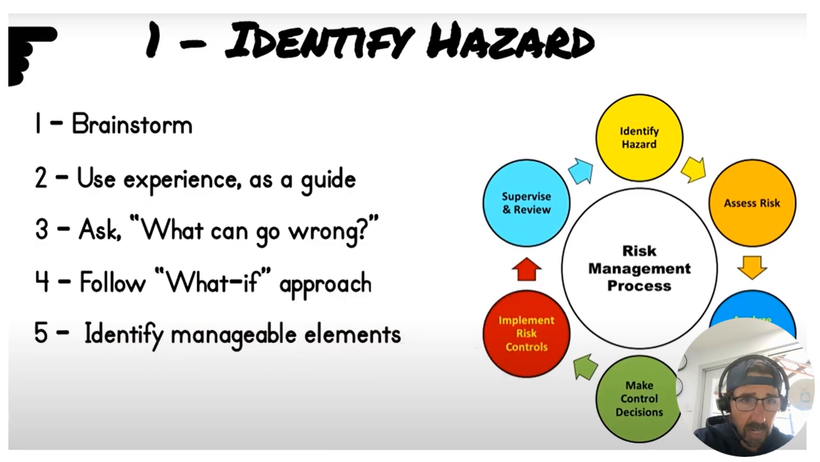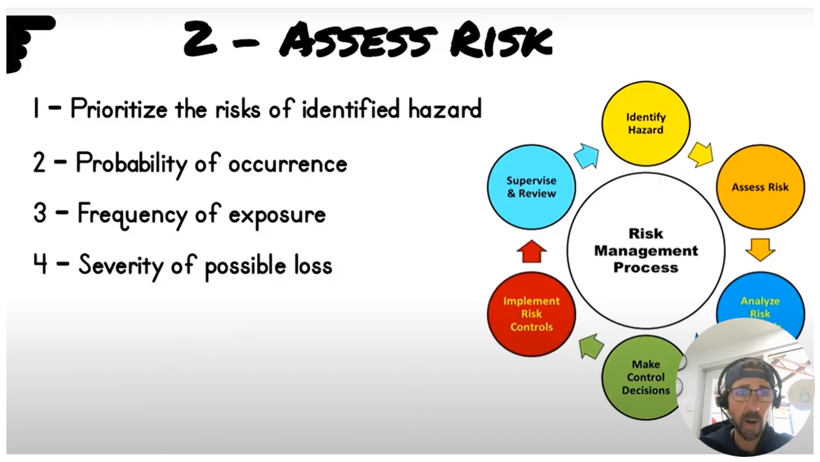And then identify manageable elements. What are the things that I can manage in regards to this situation? So we're identifying the hazard first. This is the hazard. We're naming it and we're identifying it. The next thing is we're going to prioritize risks and identify hazards. So probability of occurrence, well, it's already happening. The probability of the airplane completely quitting, I'm not 100% sure, but if it's running rough, then the probability can be potentially high.